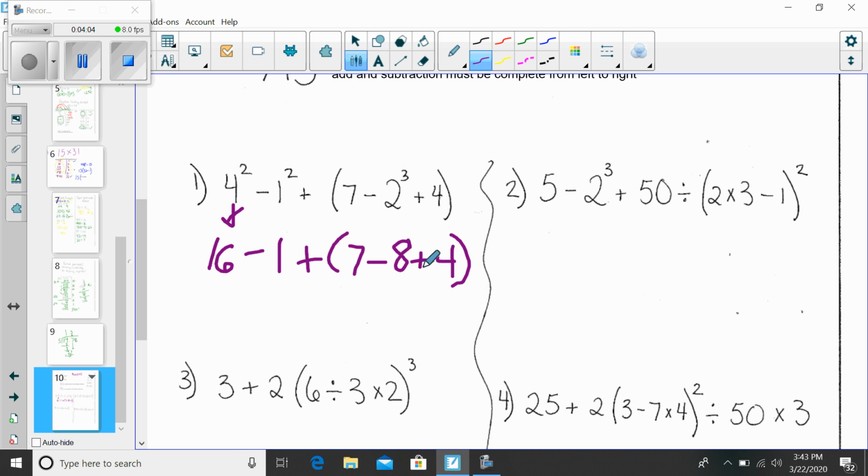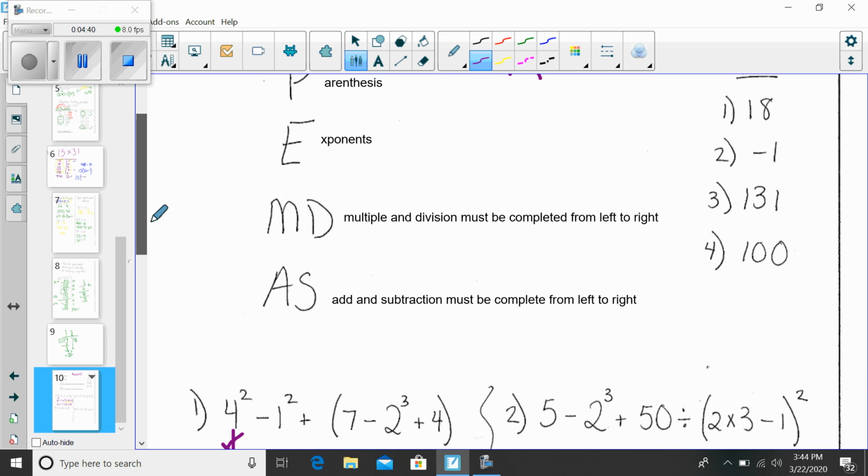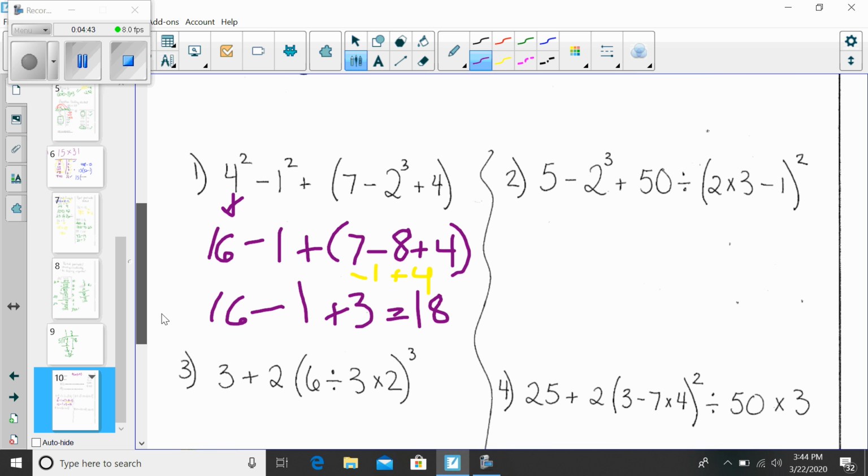And I have adding and I have subtracting. So my order of operations says I have to do these from left to right. So I would get -1 plus 4, which is 3. Okay, so come back down here, I will have 16 minus 1 plus 3. So again, I don't add first, right? I start here first. This would be 15. 15 plus 3 is 18, and I hope that's the answer I have up here, and it is. Okay, so next problem.